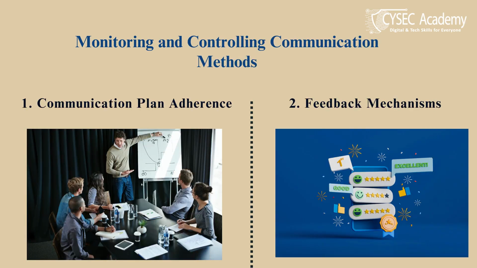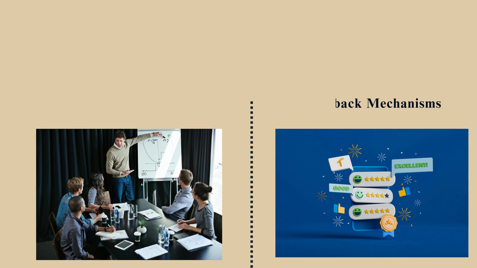1. Communication plan adherence. Ensure that the project team follows the communication plan established at the project's outset. Regularly review communication channels and methods to confirm they are being utilized as planned. 2. Feedback mechanisms. Implement feedback loops to gauge the effectiveness of communication. Collect and analyze feedback from stakeholders to identify any issues or areas for improvement.